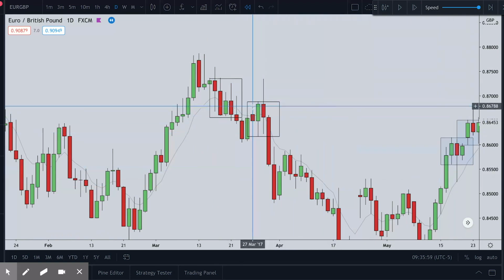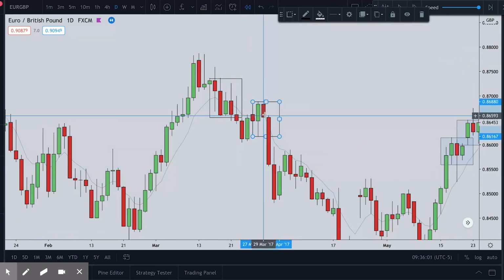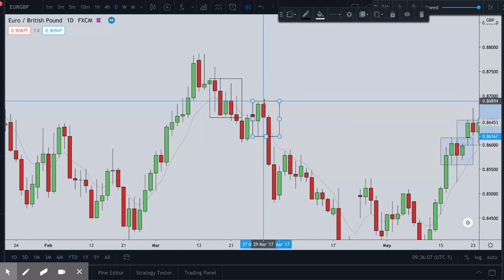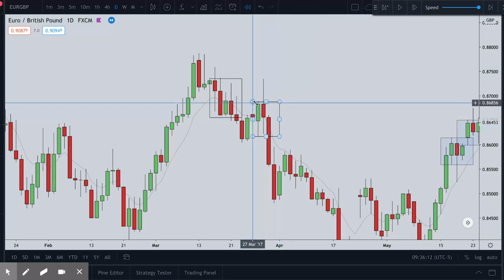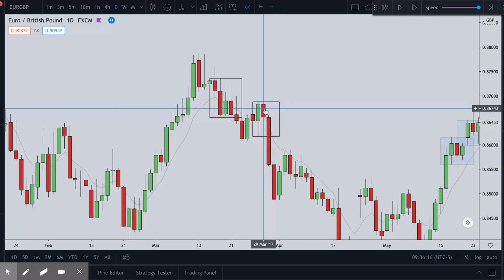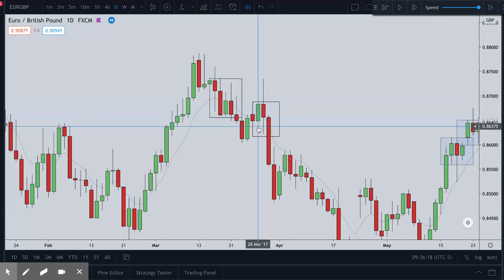Look at this example here. This green candle is our master candle of this inside bar pattern. So we've got the low point there, we've got the high point there, the wicks boxed off, okay? That is the first of the inside bar. That is basically the inside bar.